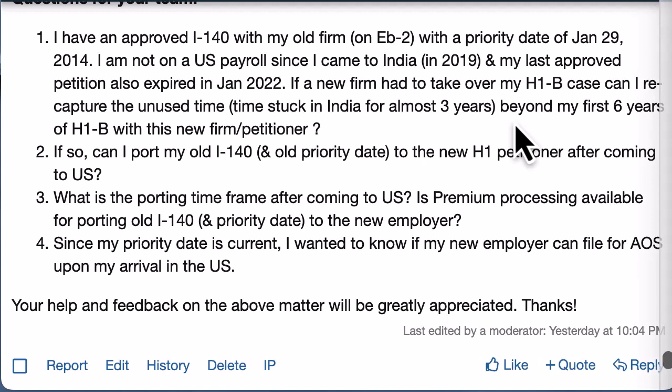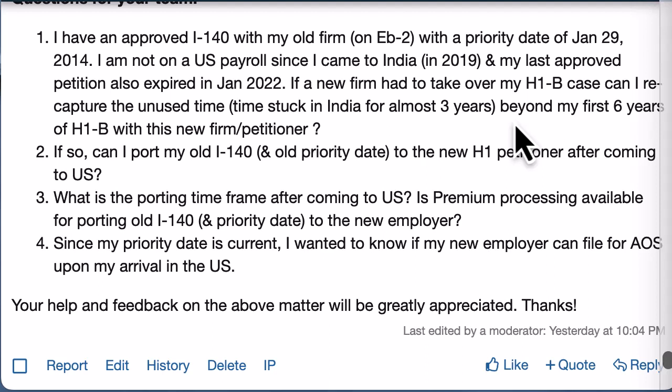You see, you have the right to keep extending your H-1B because of your I-140 approval. Okay? If your I-140 was never revoked, you can extend your H-1B with any company as long as your priority dates are not current. Can I port my old I-140 priority date? Yes, you can. What is the porting time frame?